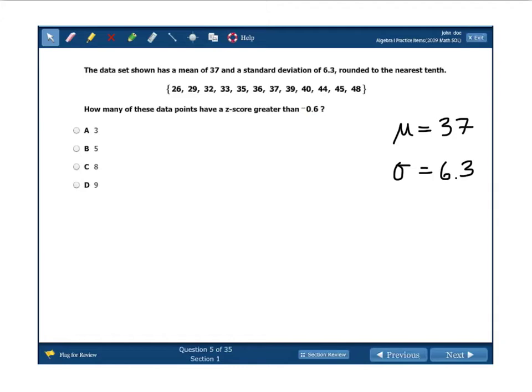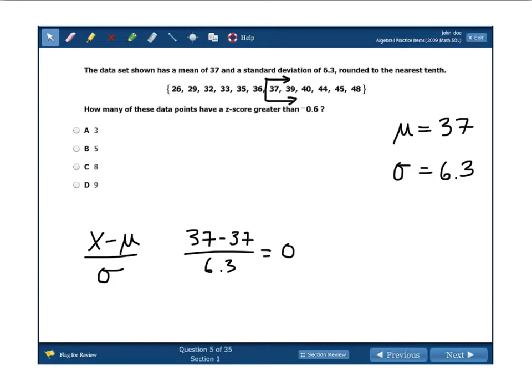So let's think about what z-score is. Okay, z-score, x minus mu over sigma. So it's the difference between the value and the mean, and that difference divided by the standard deviation. So remember that a number that's above the mean is going to have a positive z-score. So I definitely know that all of these numbers have a z-score that's got to be greater than negative 0.6. The z-score for the number 37 would be 0. Look, 37 minus the mean of 37. Doesn't matter what's in the denominator because that's 0 divided by 6.3. That's 0. So you do not have to check a lot of numbers here.